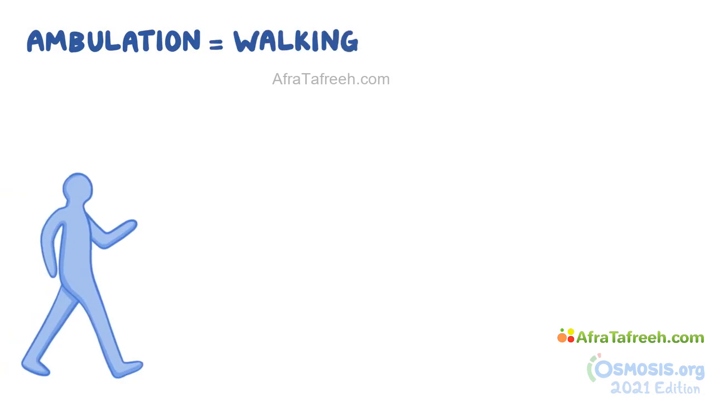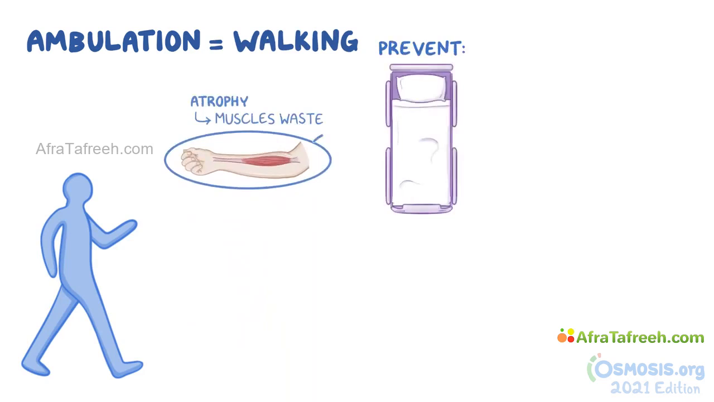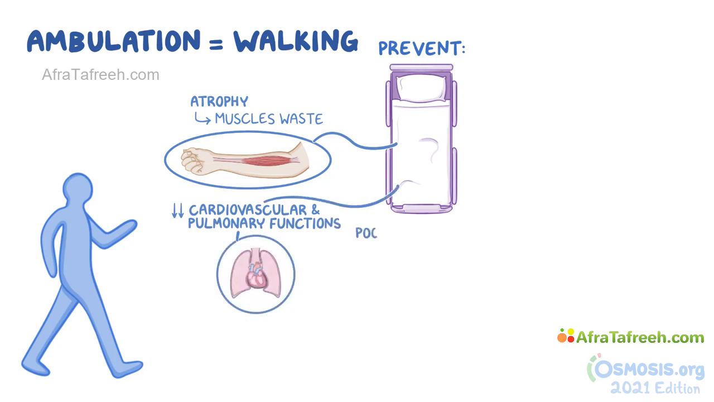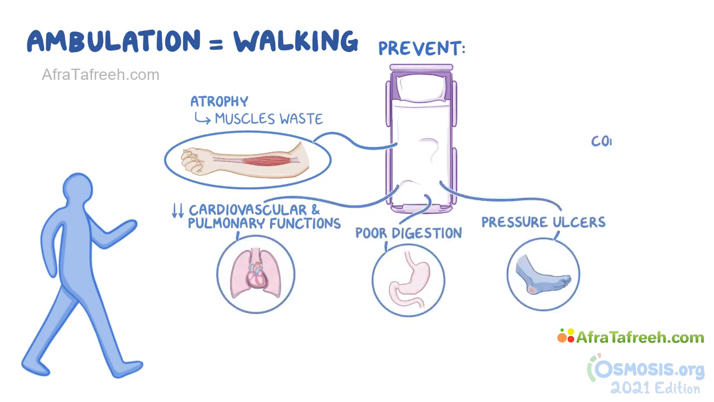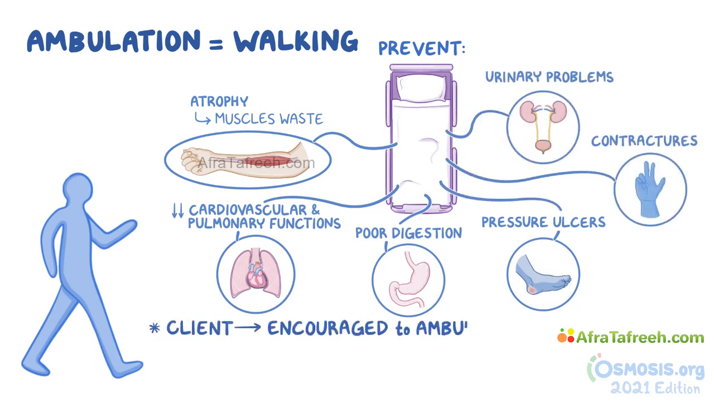Ambulation means walking, and your client might need to ambulate to get to places, or they might need to do it to prevent atrophy, which is when muscles waste away from prolonged bed rest. Other health problems from long-term immobility include decreased cardiovascular and pulmonary functions, poor digestion, pressure ulcers, contractures, urinary problems, and many others. So even if they require assistance, clients are encouraged to ambulate frequently.